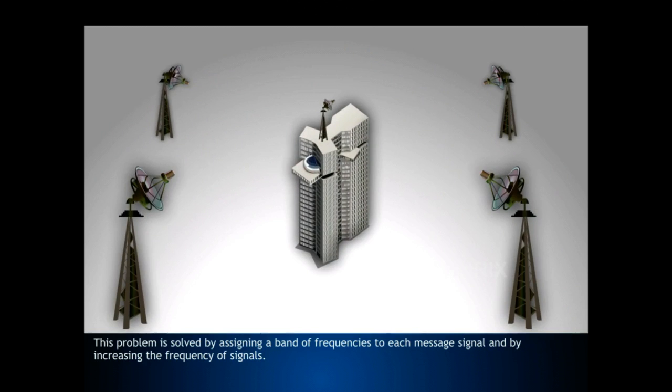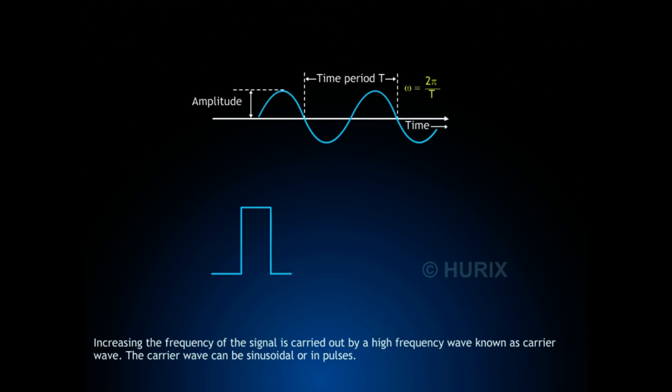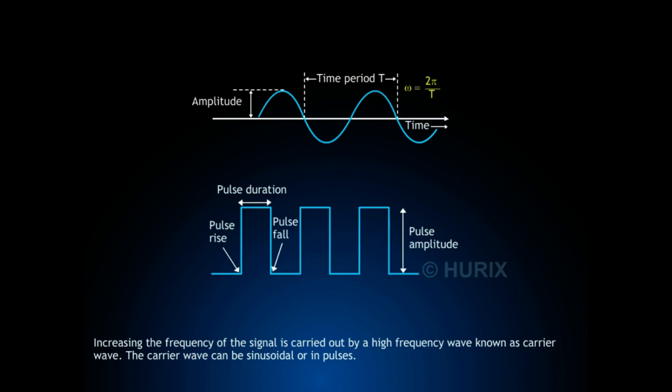stations. This problem is solved by assigning a band of frequencies to each message signal and by increasing the frequency of signals. Increasing the frequency of the signal is carried out by a high-frequency wave known as carrier wave. The carrier wave can be sinusoidal or in pulses.